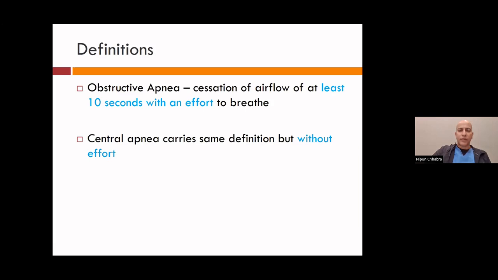And this is a slide where I would recommend just memorizing these definitions, right? So an obstructive apneic event is defined as cessation of airflow for at least 10 seconds with an effort to breathe. And that's contrasted to a central apneic event, which carries the same definition, but there's no effort to breathe.